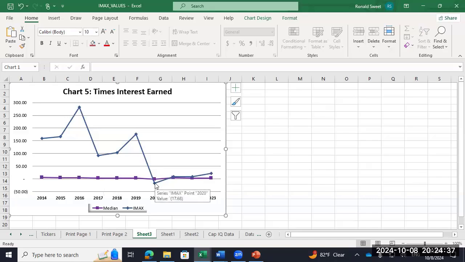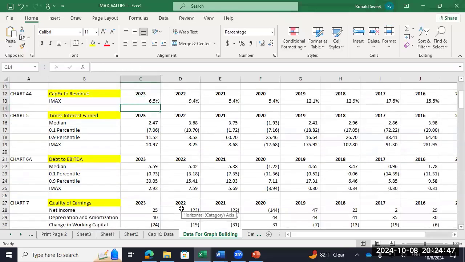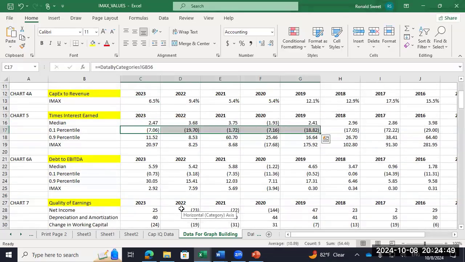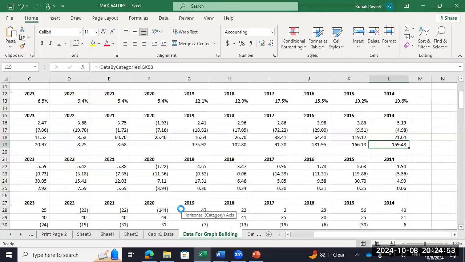All right, so what is Sasha going to do with the negative 1768? She's going to go over to data for graphs, and all those negative numbers, she's just going to take them out. There's not that many of them.